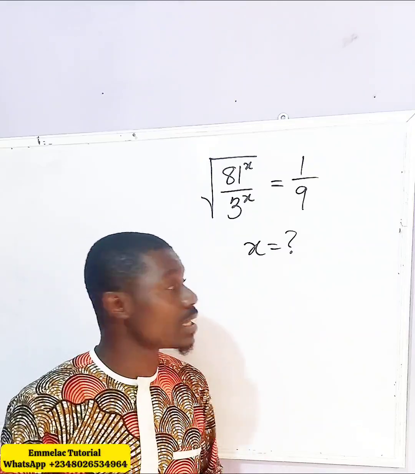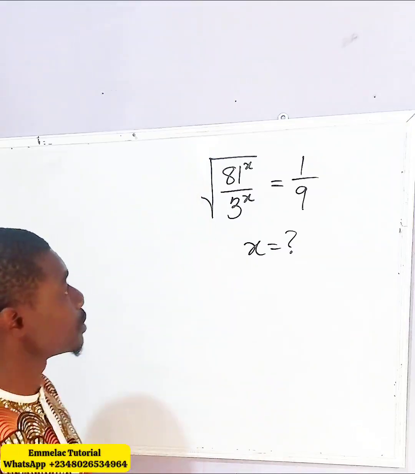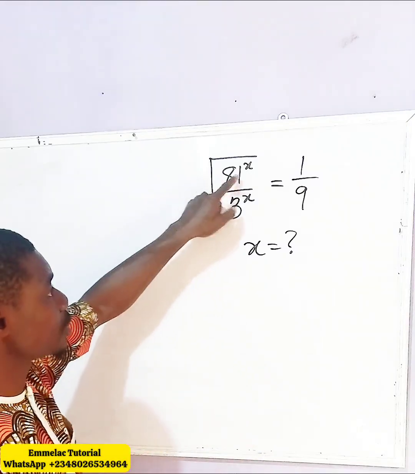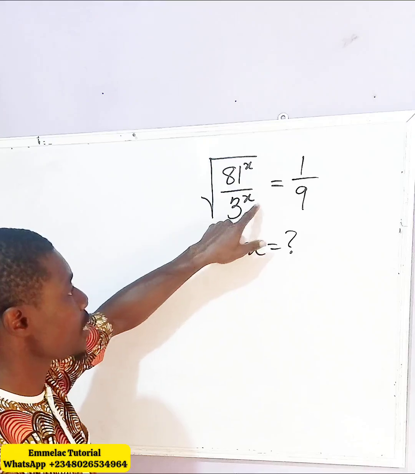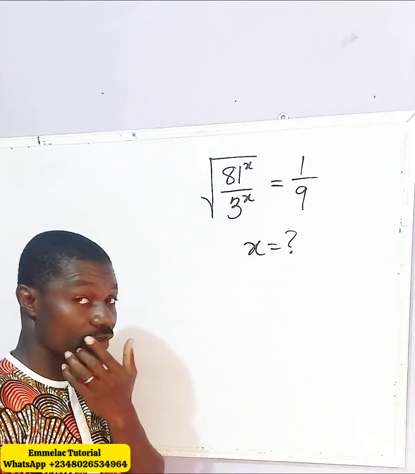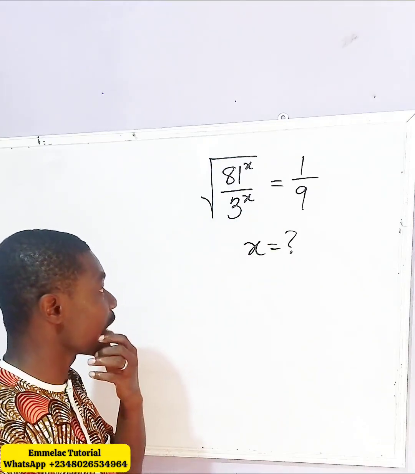Now let us look at this equation: the square root of 81 raised to the power of x, all over 3 raised to the power of x, equals 1 all over 9. We are asked to find the value of x.